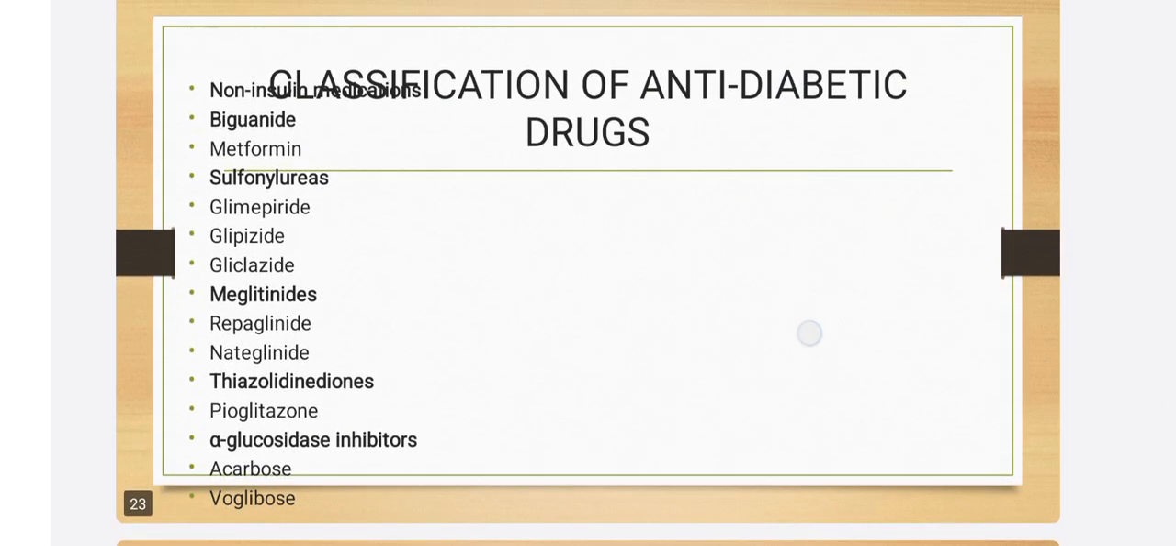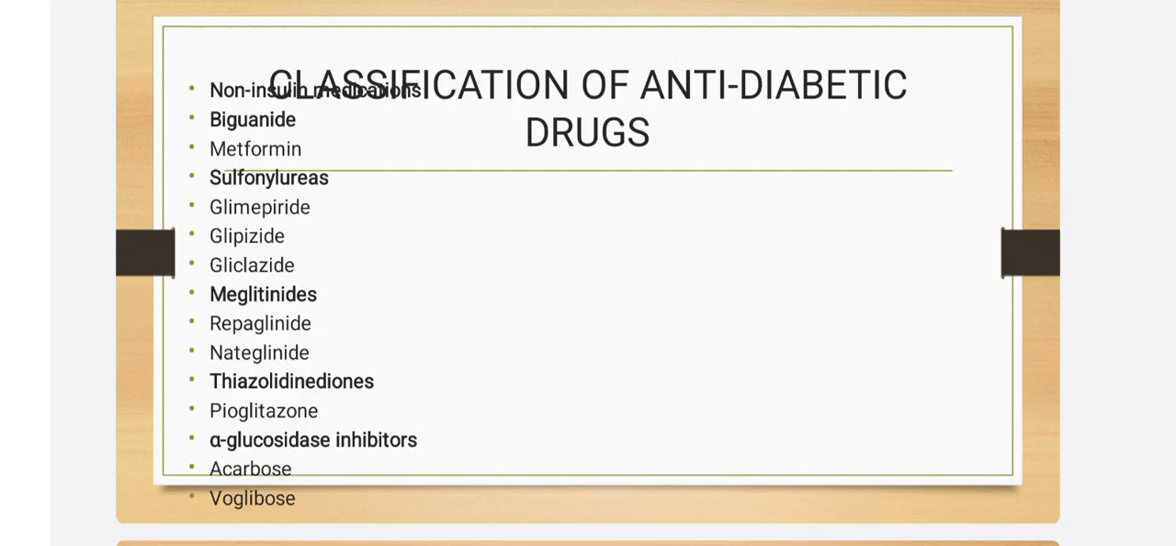Next, classification of anti-diabetic drugs. Anti-diabetic drugs can be classified according to their mechanism of action. The first major group is biguanides, example metformin. The second group is sulfonylureas such as glimepiride, glipizide, and gliclazide. Next, meglitinides such as repaglinide and nateglinide. Next, thiazolidinediones, particularly pioglitazone. Next group is alpha glucosidase inhibitors such as acarbose and voglibose.